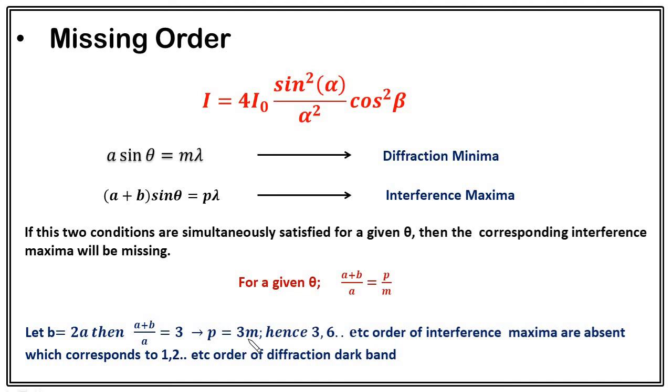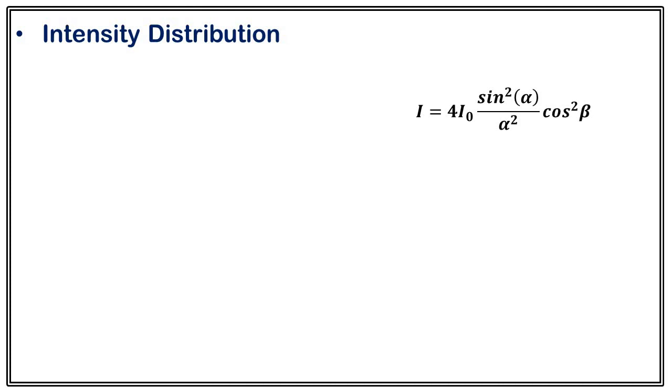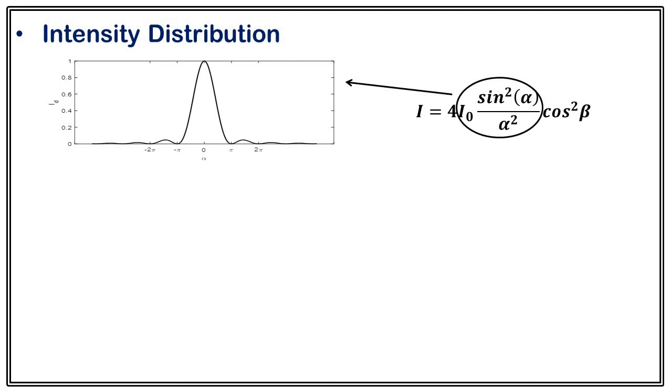So what does it mean? It means third, 6th, 9th, etc. orders of interference maxima are absent, which correspond to the first, second, third order of the diffraction dark band, that is, diffraction minima. So when the first order diffraction minima comes, the corresponding third order of interference maxima will be missing. We can verify it. Now let's plot this intensity pattern. So this is our final intensity relation.